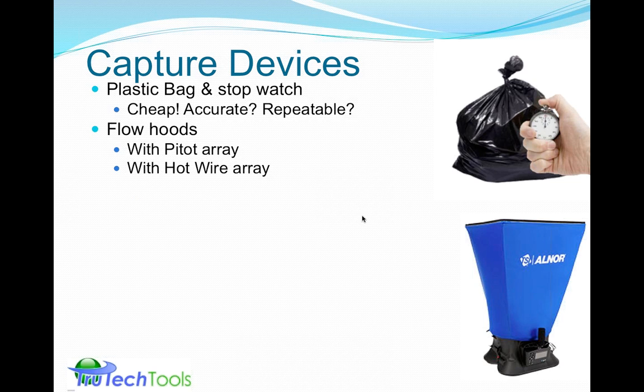Flow hoods are used a lot in commercial and residential applications. They capture the air across a specific area, channel it through a known area, and then have a pitot array, most usually, or sometimes a hot wire anemometer is used to measure across this known cross-sectional area. And the air comes through, it's turned into a laminar flow. Some of the devices have little grates that go inside to make the airflow more laminar, to make it more uniform, and to improve the reading.